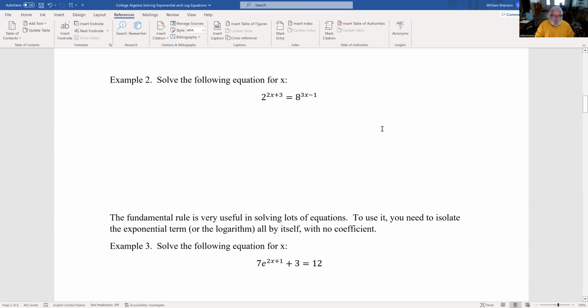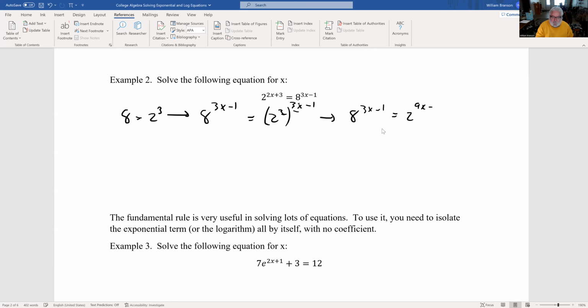All right, this is a similar thing. We know that 8 is equal to 2 cubed. What does that mean? That means 8 to the 3x minus 1 can be rewritten as 2 cubed to the 3x minus 1. And using one of our exponential rules, I just multiply these exponents together and I get 9x minus 3. So 8 to the 3x minus 1 is 2 to the 9x minus 3.